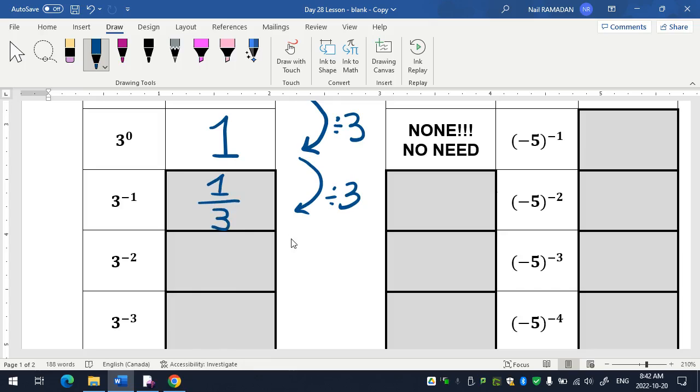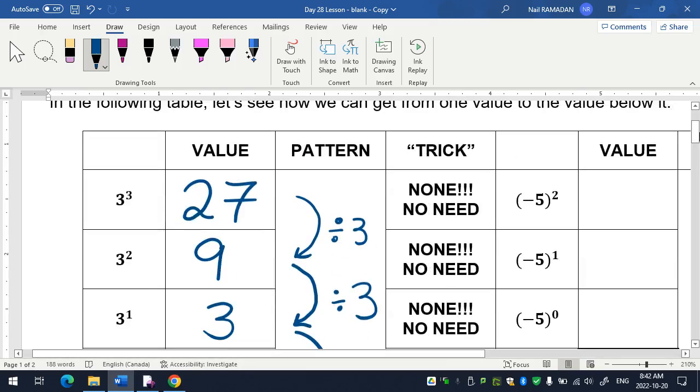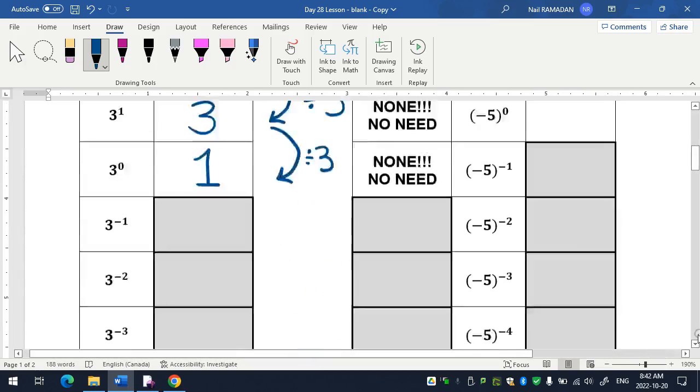Okay. You might see that in the first 3 boxes, what did I say under trick? I said none, no need. Now we're going to start needing the trick, but let's keep it till the end. Let's finish the first column first. All right. Let's keep going.